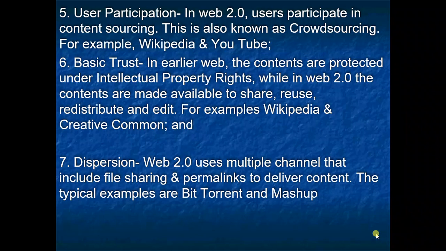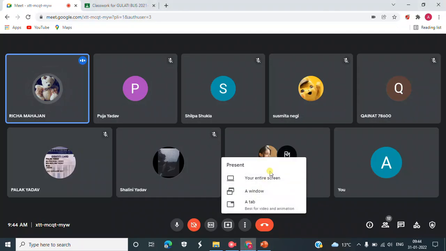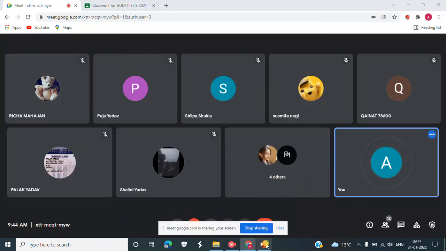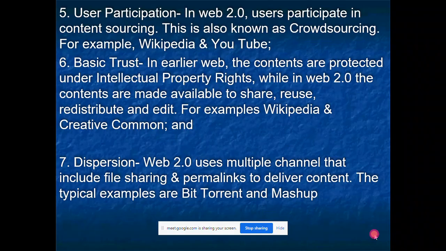Ma'am, the screen is not being shared. Okay, but you did not remind me. Okay. We thought you were just introducing that. That's why. Okay. Can you see it now?